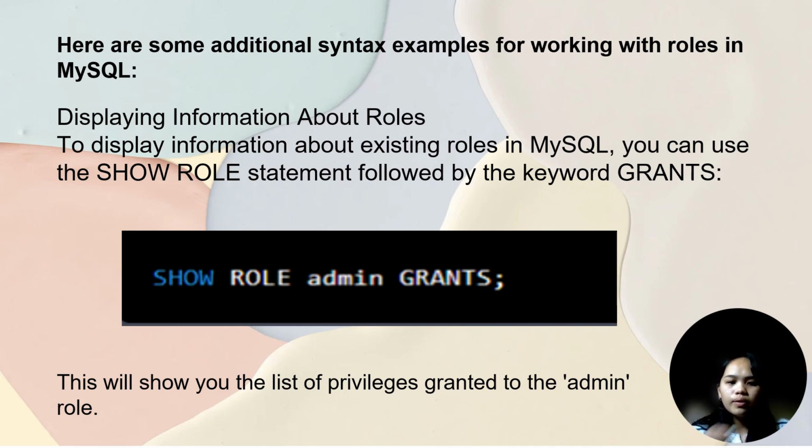So how about displaying information about existing roles in MySQL? For displaying information about roles, we can use this statement. Very simple. Also, we can use this syntax, SHOW GRANTS FOR admin. This will show you the list of privileges granted to the admin role.